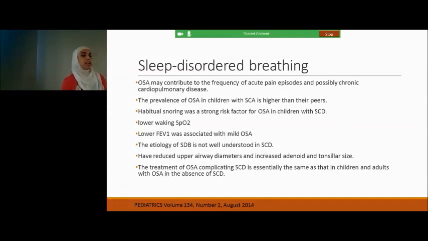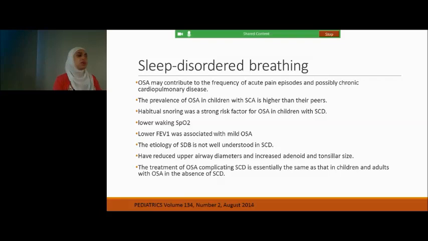Also, lower waking SpO2 values, when the patient is awake in clinic, were correlated with mild to moderate obstructive sleep apneas, and lower FEV1 that we test in clinic was also associated with mild obstructive sleep apnea. It wasn't found to be associated with more severe cases. We were trying to find why it is more common in sickle cell disease. I don't think we have an accurate answer as of today. But obviously, there were some reports of reduced upper airway diameter and adenoidal and tonsillar tissue, which is expected and not surprising, and correlates also with the findings in the normal population.